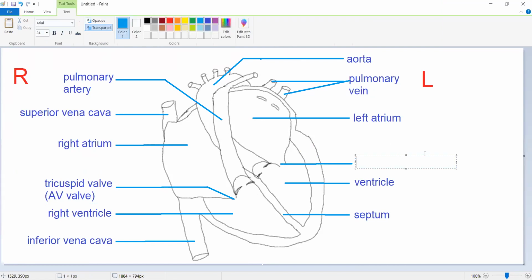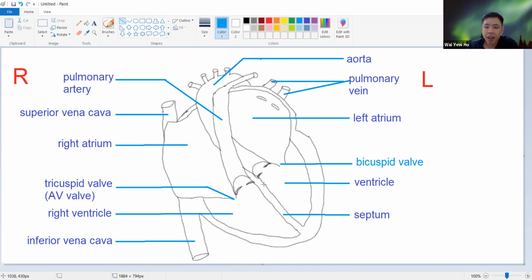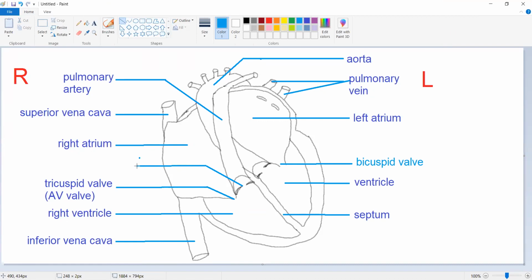Alright. So on the left side, this is the bicuspid valve. Hidayah wants to know which part is oxygenated and deoxygenated. Perhaps you can just drop some color. Okay, after I've done labeling, I'll do that.